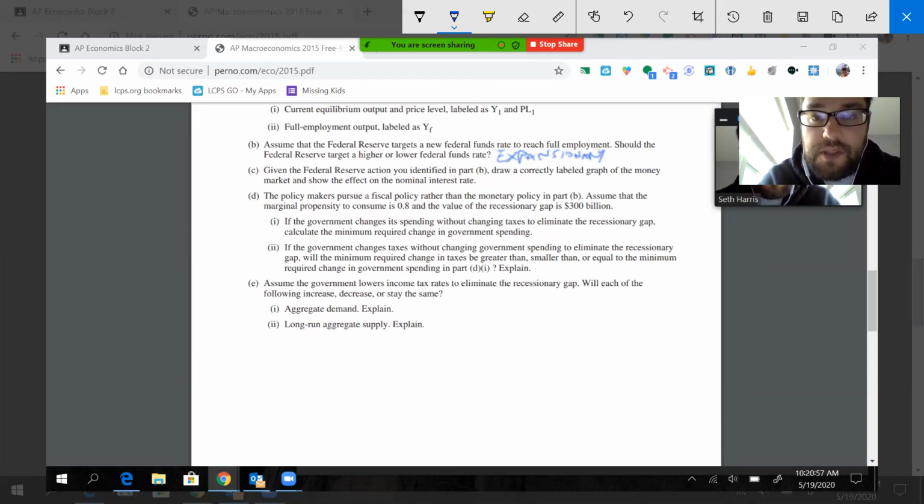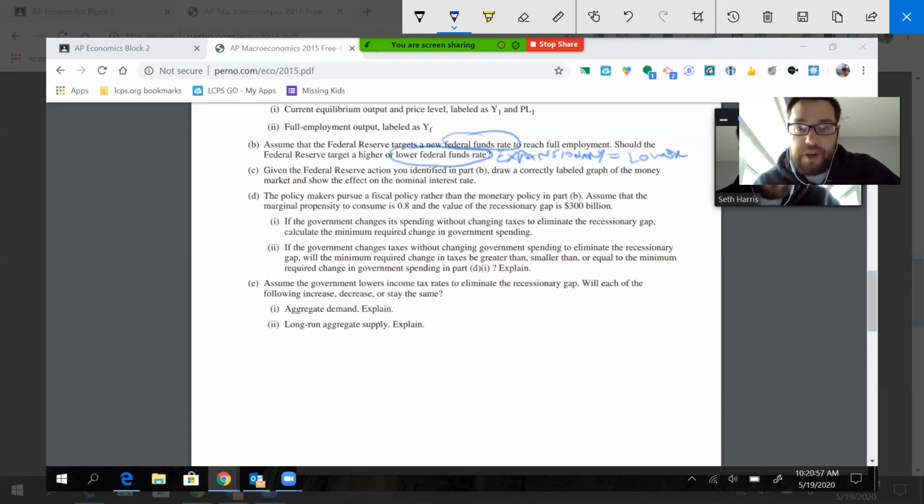And the question specifically asks about federal funds rate, right? So think about interest rates. What interest rates equal an expansionary policy? In this case it should be a lower federal funds rate. So you should write a little sentence there. The Federal Reserve should lower the federal funds rate in order to have an expansionary policy to close the output gap. All right, part C.